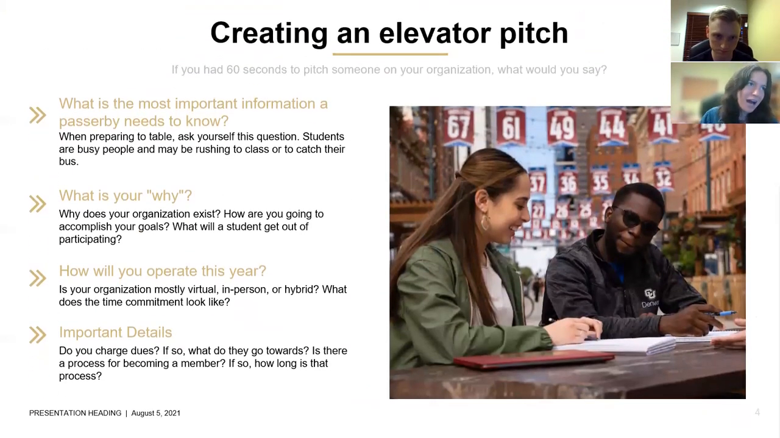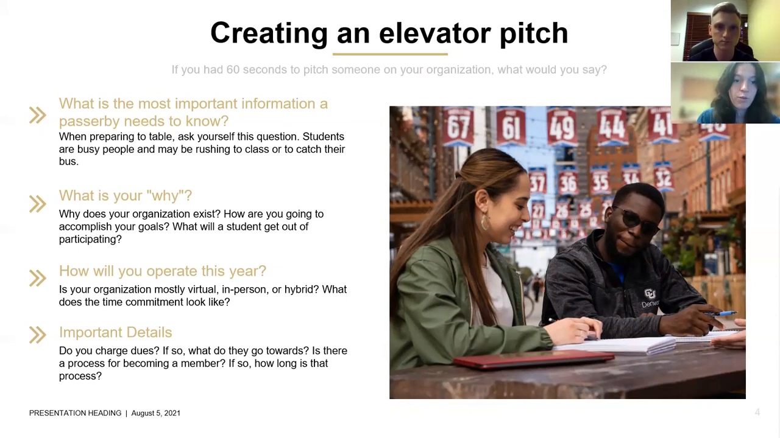And then once you've got them, you want to give them the pitch of your organization. So if you had 60 seconds to pitch to someone on your organization, what would you say? These are some questions that you can ask yourself when coming up with an elevator pitch. What is the most important information a passerby needs to know? Students are really busy. They could be running to class, running to catch a bus, and you might only have a short minute to speak to them.